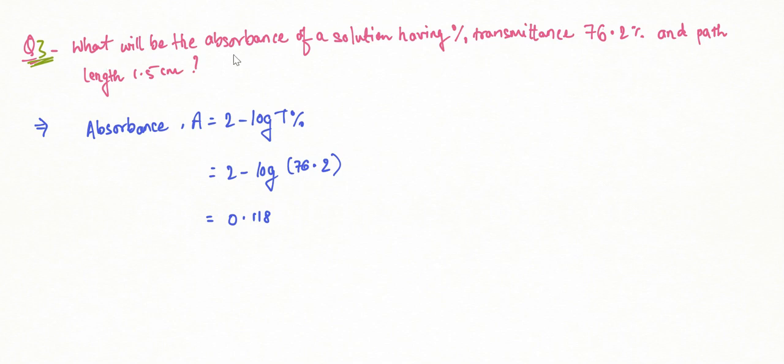So yeah, what will be the absorbance of a solution having percentage transmittance 76.2% and path length 1.5 centimeter? So basically the question is giving you the value of percentage transmittance and also the path length, which is L. Alright, so they are asking you what will be the absorbance of a solution. Basically guys, they have given you percentage transmittance and they are asking absorbance. There is no need for path length in this equation.